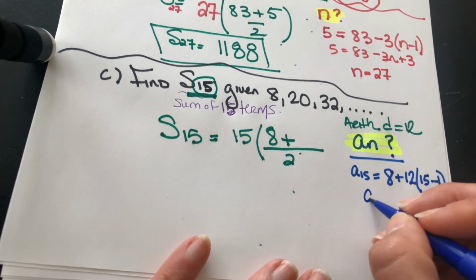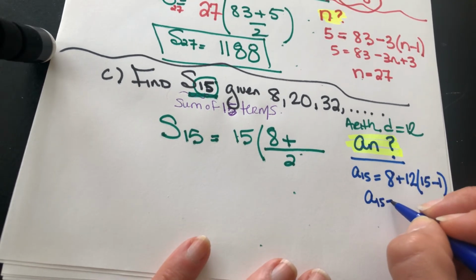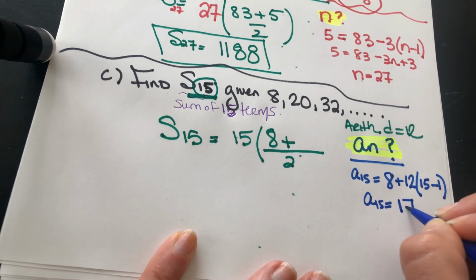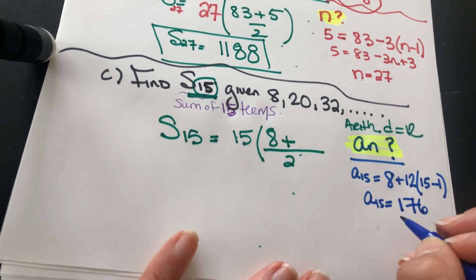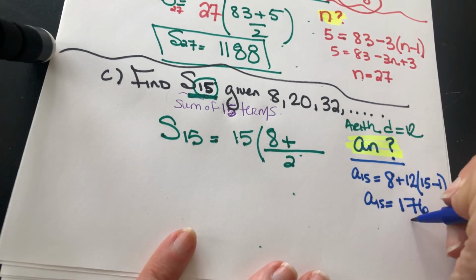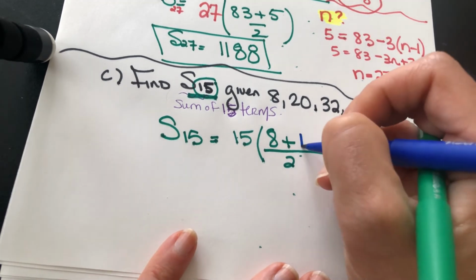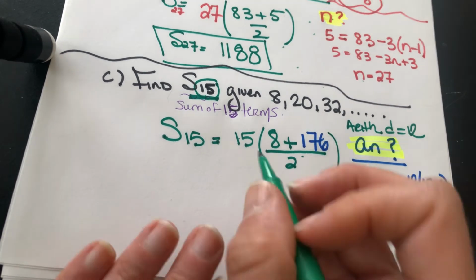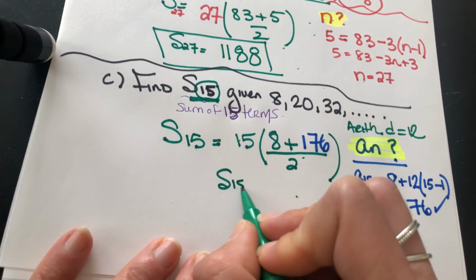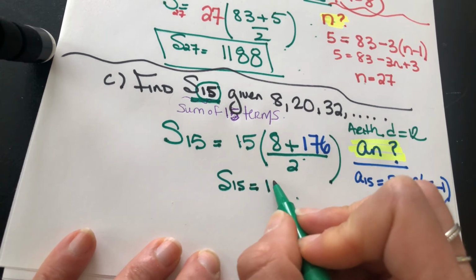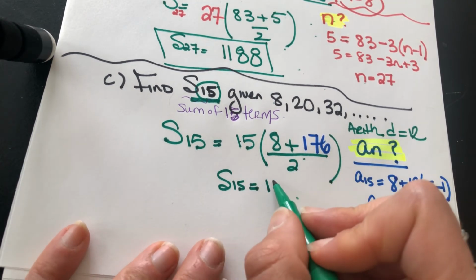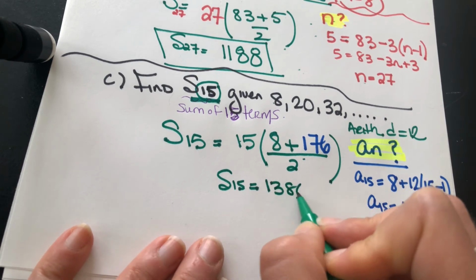But I know my first term, I know the common difference is 12, and I know what term I want. I want the 15th term. So when you guys put all of that in your calculator, your 15th term will equal 176. That is your 15th term. So if you went all the way, that's your number you're looking for. So in this problem, I was asking you for A sub N, and then the sum of 15 terms you guys would get: calculate 8 plus 176, divide by 2 times 15. You get 1380.